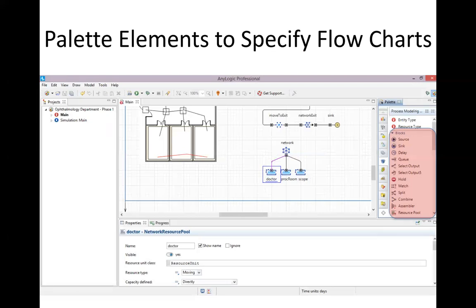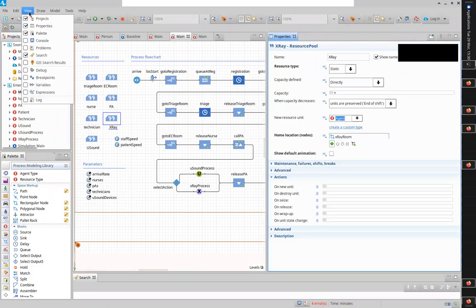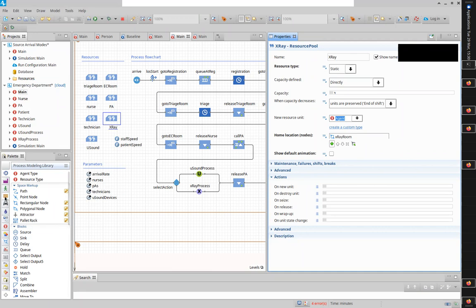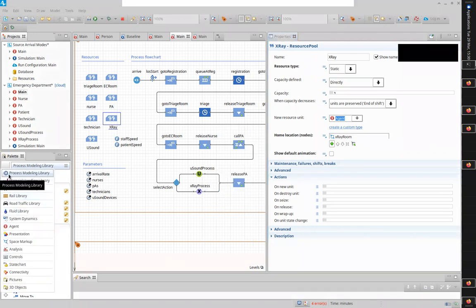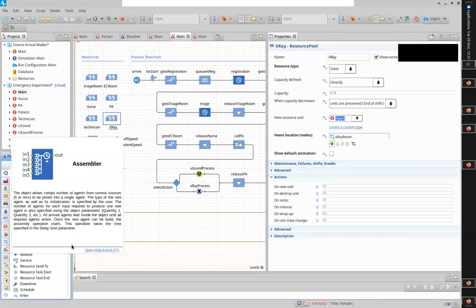Okay, now within this, we'll make use of the process modeling template. So if you go to the palette here, down here, you'll find that there's a whole lot of other ways of describing systems. And one of them, this one at the top, is the process modeling language, which provides primitives: sources, sinks, delays, queues, things to route people around, to combine things, to seize resources, to release those resources, et cetera.